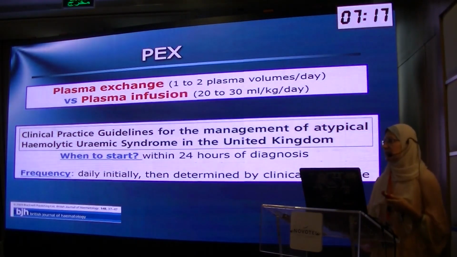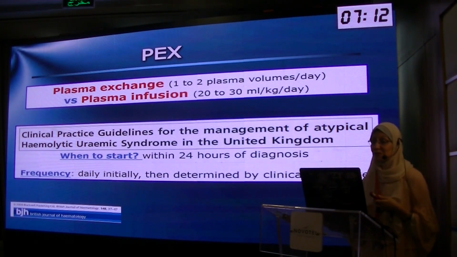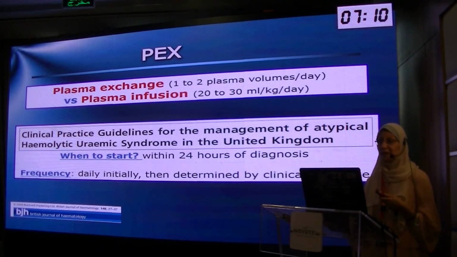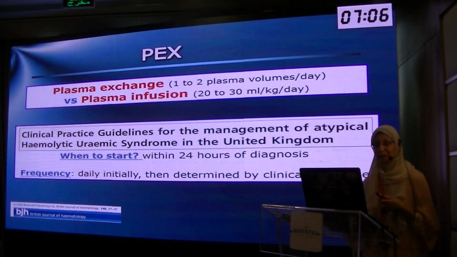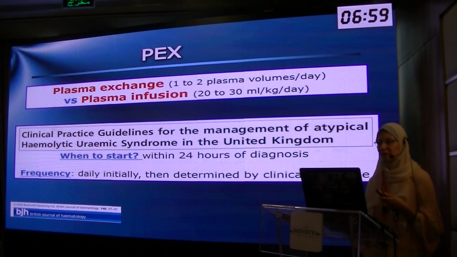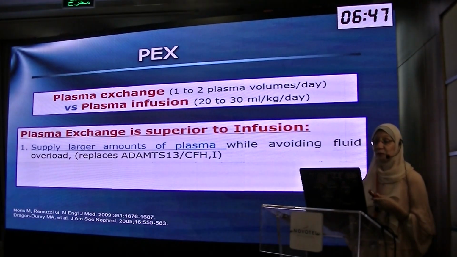So the treatment is going to be plasma exchange, and when to start, it should be started within hours, maximum 24 hours of diagnosis. It has to be started daily, and then you reduce gradually. You don't stop abruptly, and you stop when the platelets are more than 100,000, and of course other measures. There's not quite a consensus, but this is what is agreed upon. And plasma exchange is superior to infusion because it supplies larger amounts of plasma while avoiding fluid overload.